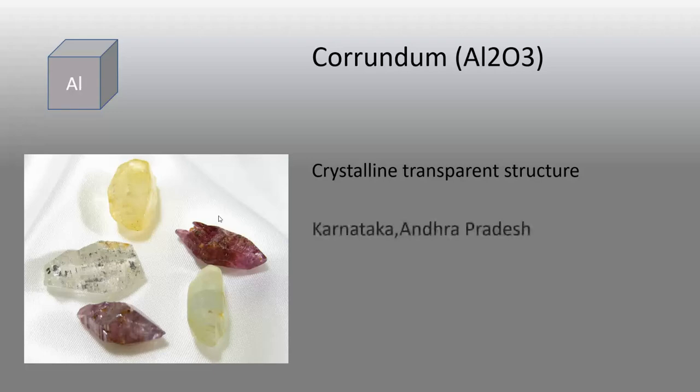Next is corundum. It is an aluminum oxide with a crystalline structure, basically transparent, and it is available in various colors, as you can see in the picture here, some red and yellow. The color is based on impurities, and these are not impurities that we have to throw away. They are of chromium and sulfur, basically some precious materials as impurities. Generally we find this in Karnataka and Andhra Pradesh.